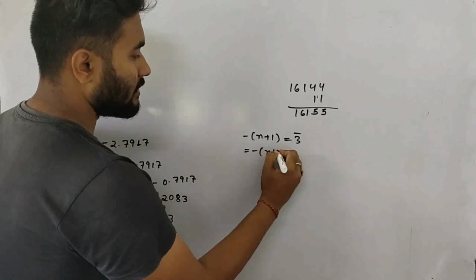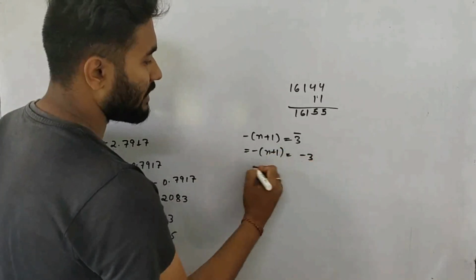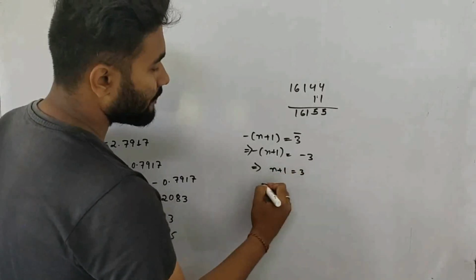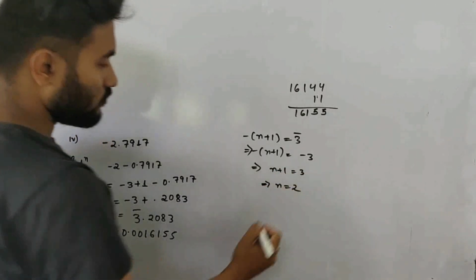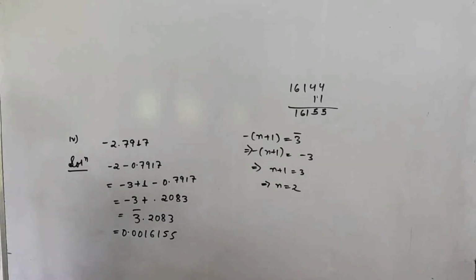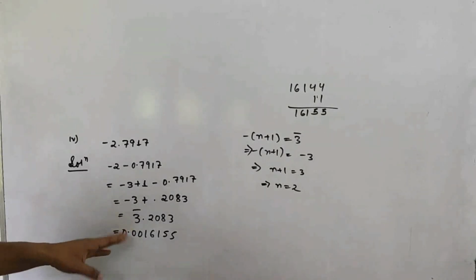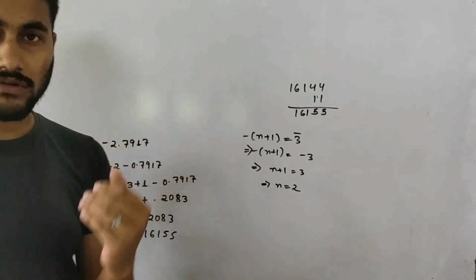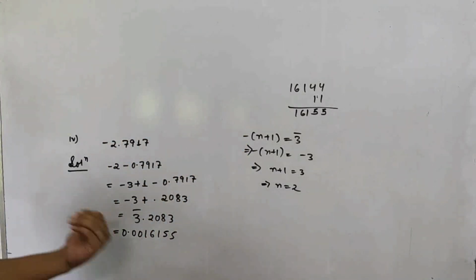So minus n plus 1 will be equal to minus 3. Minus minus cancelled. So n plus 1 will be equal to 3, which implies n will be equal to 2. So number of zeros is how much? 2. Done this way. Or in shortcut, since 3 bar is there, 3 is how much? 2 plus 1. So 2 zeros. Okay. 1 decrease, you decrease 1 from 3, 2.